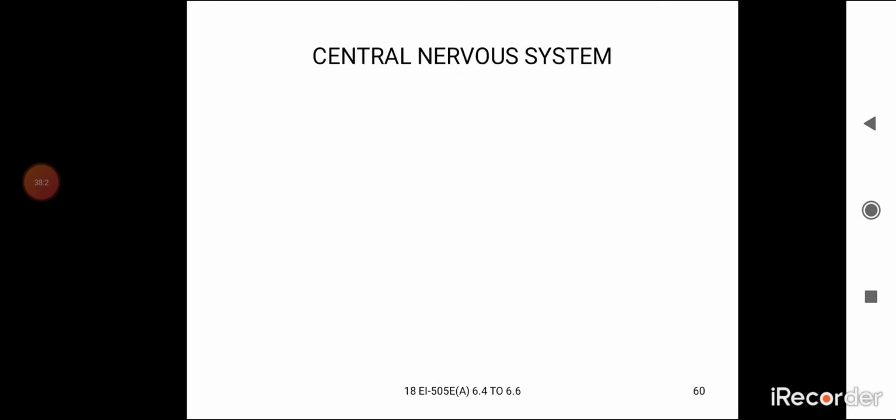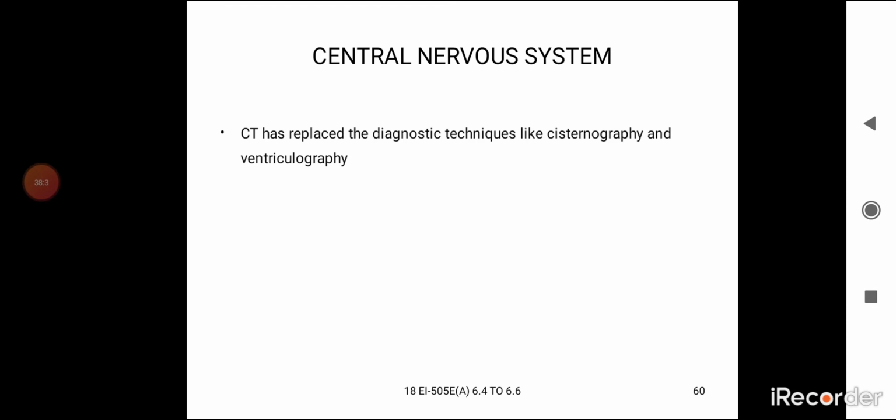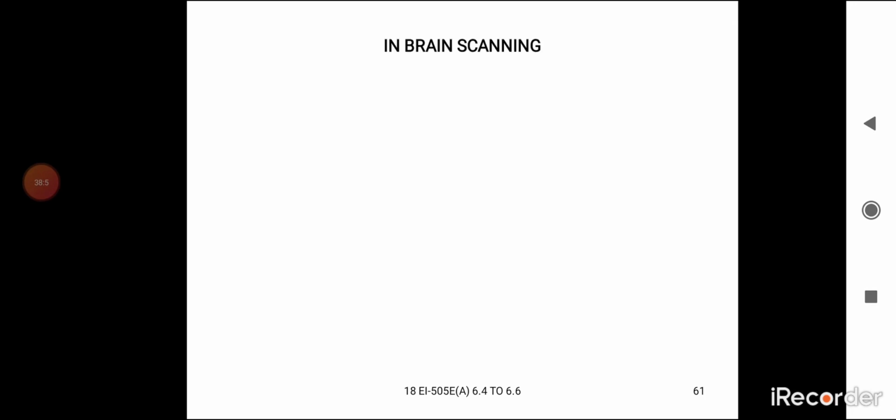Nervous system. In the central nervous system, CT has replaced diagnostic techniques like cystoscopy and ventriculography, and reduced the need for arteriography and myelography. In brain scanning, contrast enhancement and dynamic imaging are highly helpful.